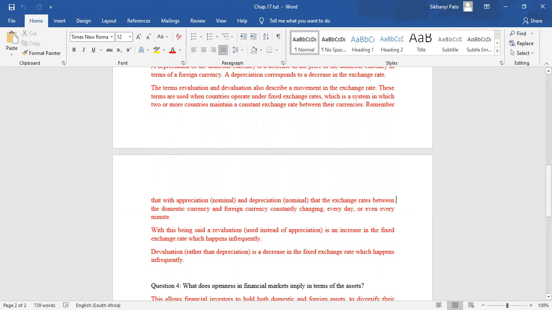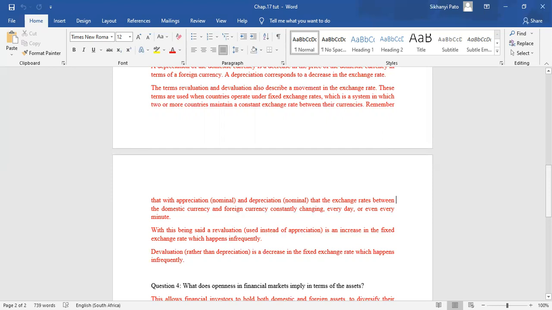With this being said, a revaluation, which is used instead of appreciation in this context, is an increase in the fixed exchange rate, which happens infrequently. Devaluation, rather than depreciation, is a decrease in the fixed exchange rate, which happens infrequently.